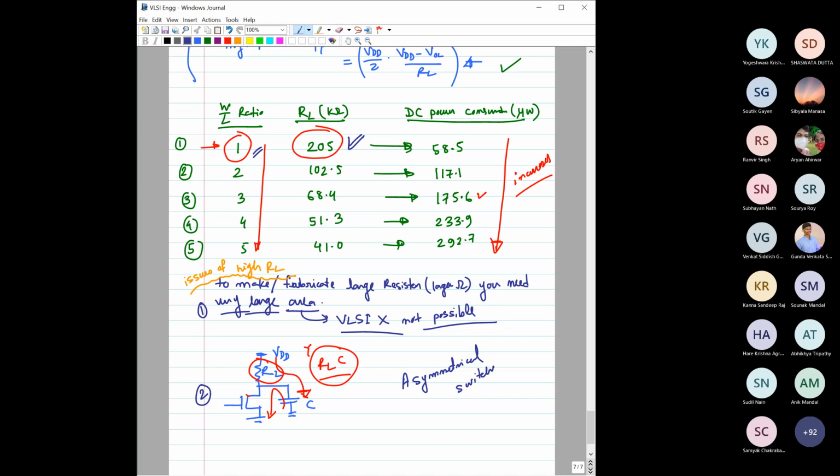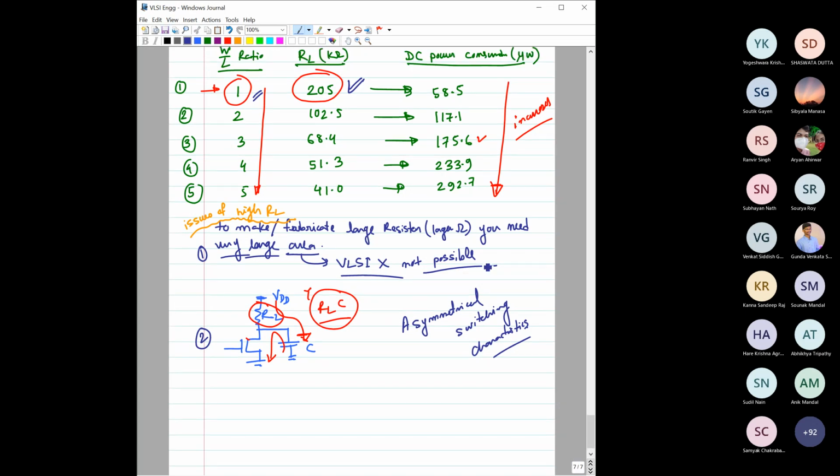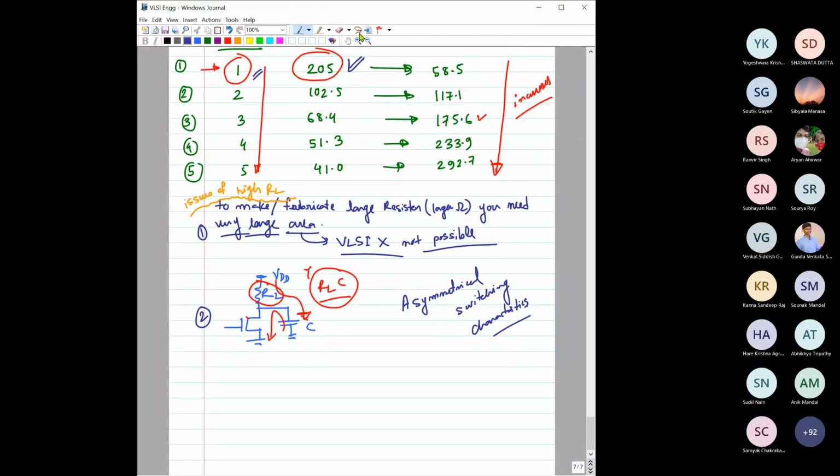Asymmetrical switching characteristics, right? Okay. Now let us come to the next part, again to the area part. Okay, maybe before that area, I want to discuss maybe here one more thing.